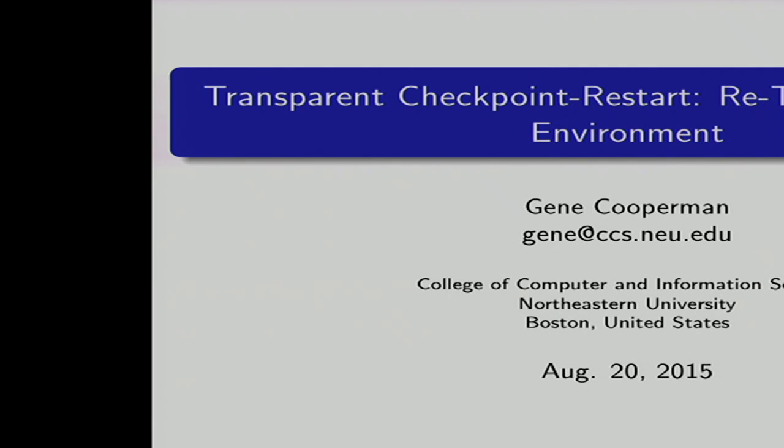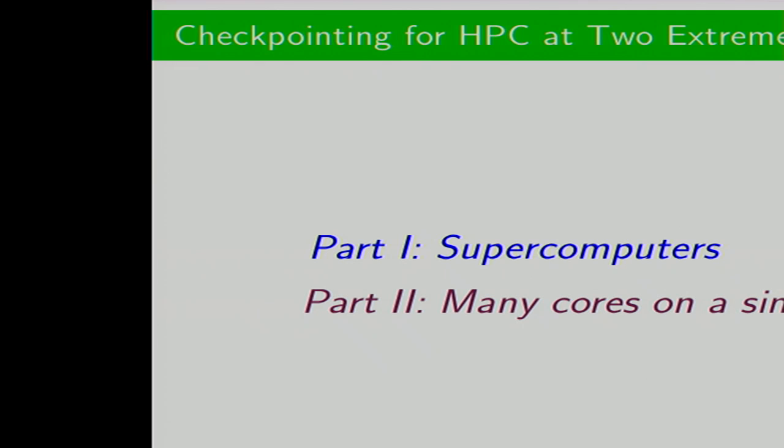Just transparent checkpoint restart, rethinking the HPC environment. This is going to be a talk in two parts, supercomputers and then many cores on a single computer. This, by the way, is a really old 32-bit netbook, so I think that's part of the issue here. But the topic is checkpointing for HPC, and I'm going to talk about the two extremes.